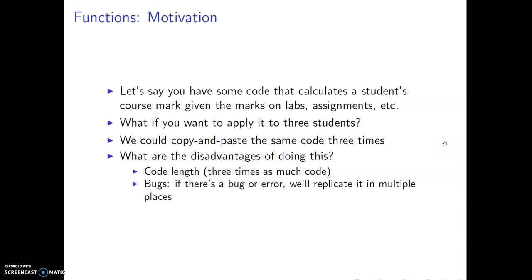So again, motivation. Let's say you make some code that calculates a student's course mark. It's a weighted average of their marks on their labs, assignments, exams, and so forth. Would you want to copy and apply it to 3 students, 30 students, 300 students? Then you'd have to copy and paste that same code 3 times or 30 times or 300 times. We're going to have however many students we have, times that much more code. And then if there's an error, it's going to replicate. We'll have lots of bugs, in other words.